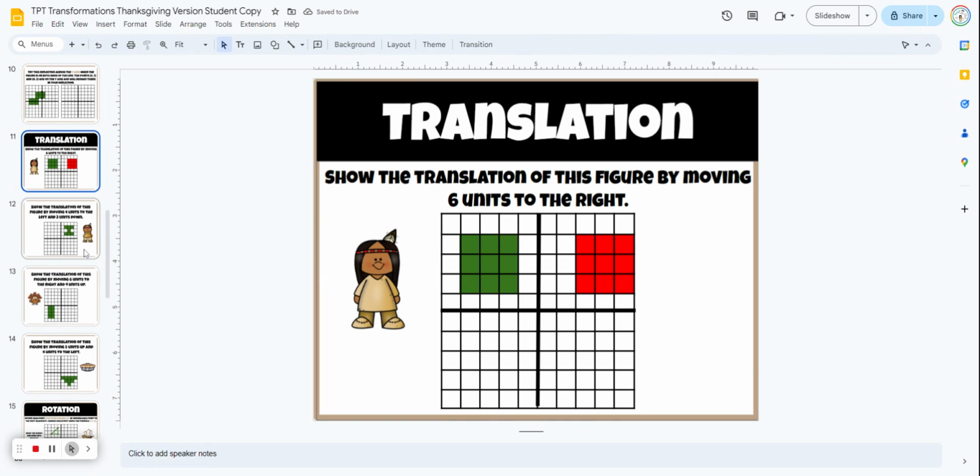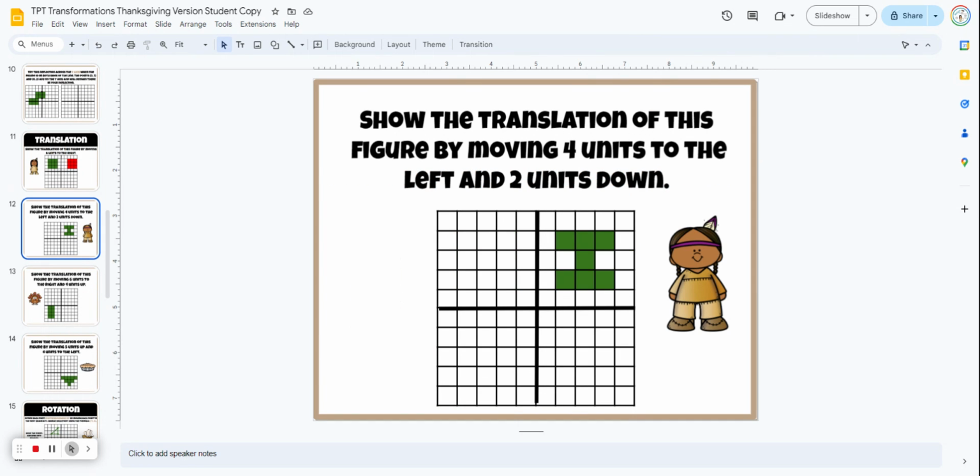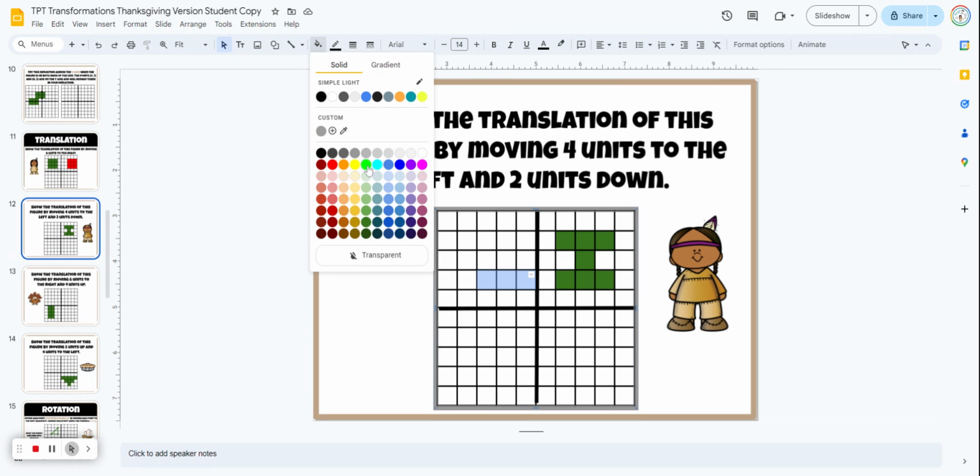Now the other translations, they're going to be making 2 movements. So this figure, they're going to go 4 units to the left and then 2 units down. So 1, 2, 3, 4, and then down 2. So it gets a little bit more tricky as they go.